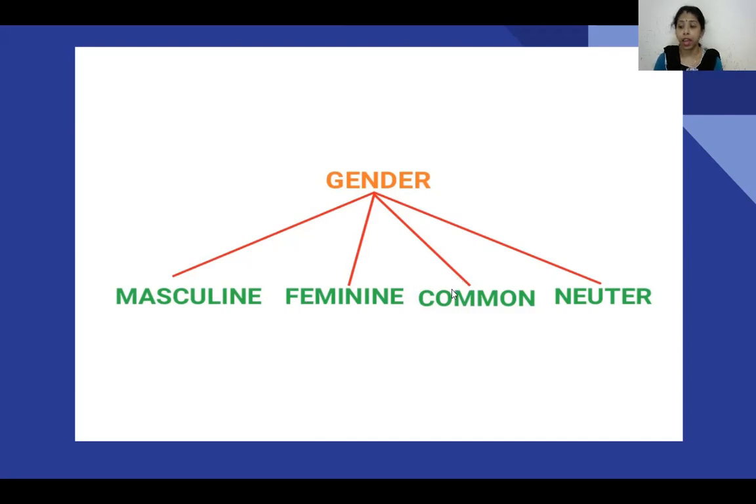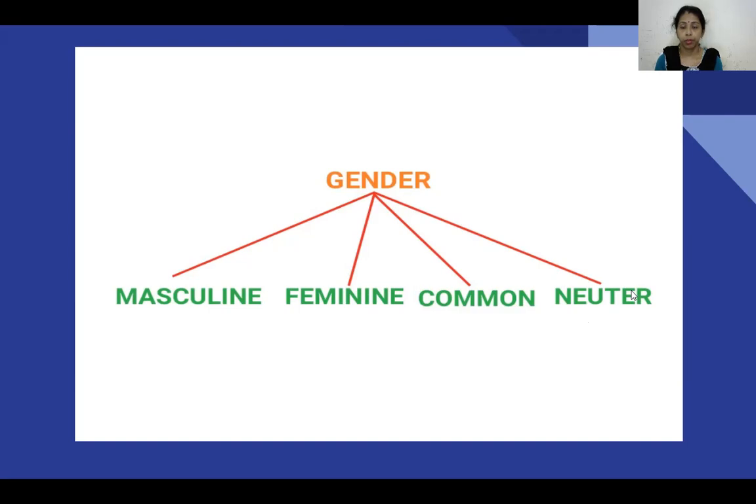Now, in English grammar, there is another gender that is called common gender. The common gender always stands for both male and female. Common gender stands for both female and male. And in gender there is another type and it is called neuter gender.